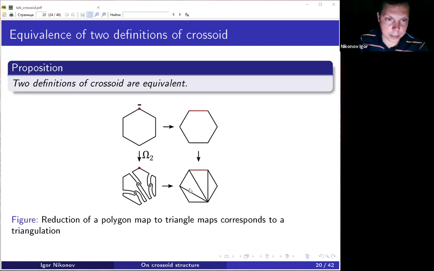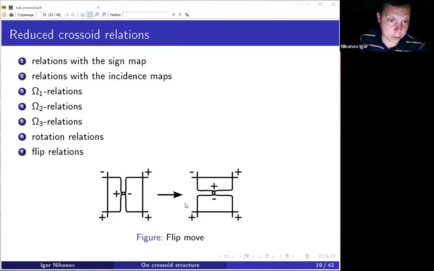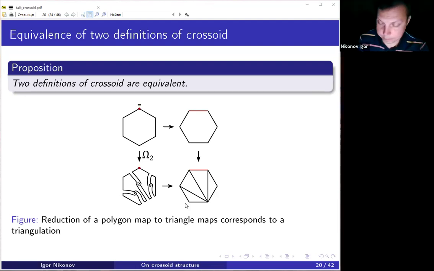And since any two triangulations are connected by a sequence of flips, then the flip relation is enough to show that the polygon maps are well defined, uniquely restored from triangle maps. So we may use this to define a crossoid. We may use only polygon maps for one-gons, bigons, and triangles.